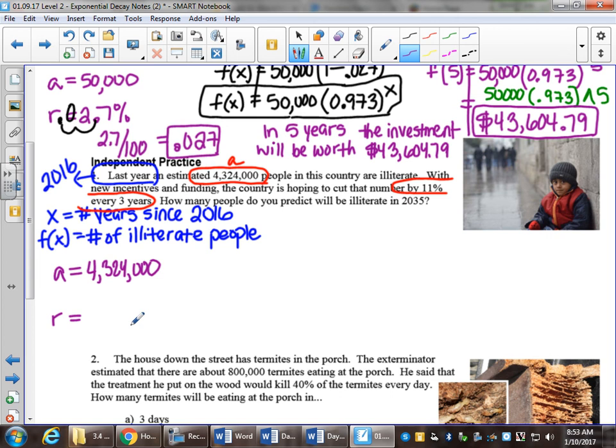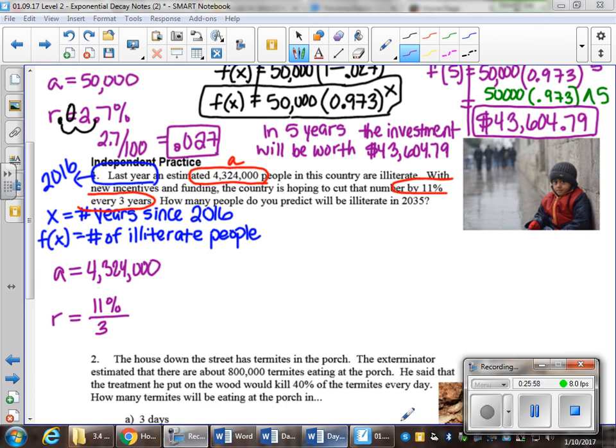So this is a little piece of new learning. To figure out the percent per 1 year, we actually have to divide. So we have to do 11% divided by 3. So right now, please do 11 divided by 3 in your calculators. That gets us 0.6666 repeating. So let's round that to 3.667%. So now I have a percent per 1 year, which is what I needed.